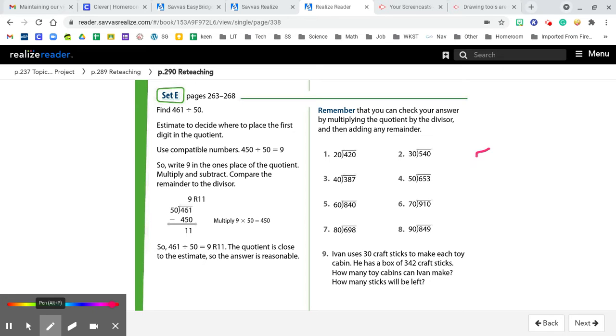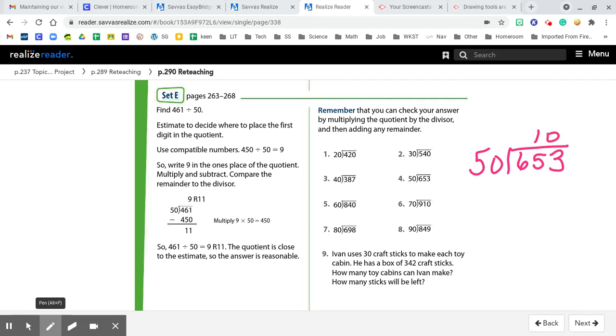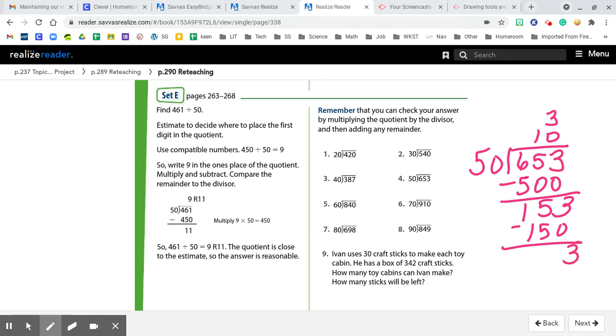Number 4, 50 goes into 653. If you use partial quotients, you can peck away at the problem. So I have 13, remainder 3.